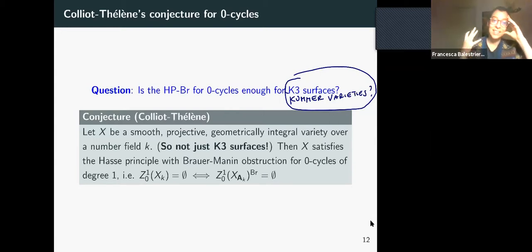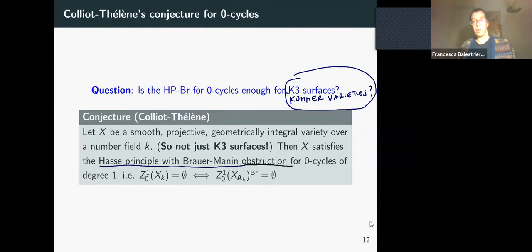So if X is any smooth projective geometrically integral variety over K. And so in particular, it doesn't have to be a K3 surface. It doesn't have to be a Kummer variety. This conjecture should work for any such nice variety over K. Then the conclusion of this conjecture is that X satisfies the Hasse principle with Brauer-Manin obstruction for the set of zero cycles of degree one.